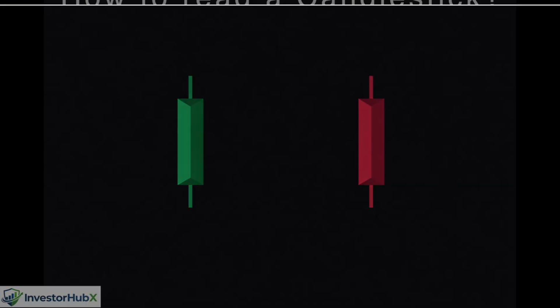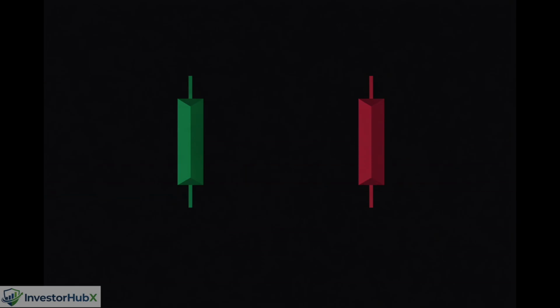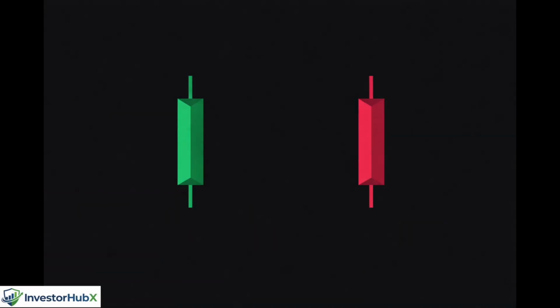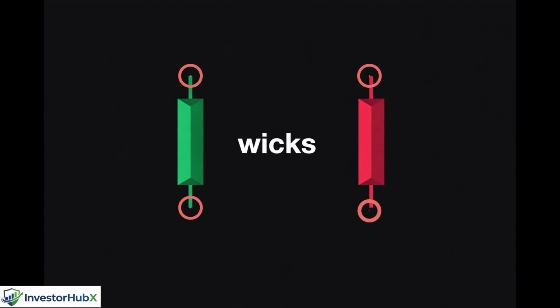So let's start with the foundation: how to read a candlestick. Each candlestick shows four things: open, high, low, and close. The rectangle in the middle is the candle body, which represents the distance between the open and the close. The thin lines extending above and below are the wicks, showing how far price moved beyond the open and close.